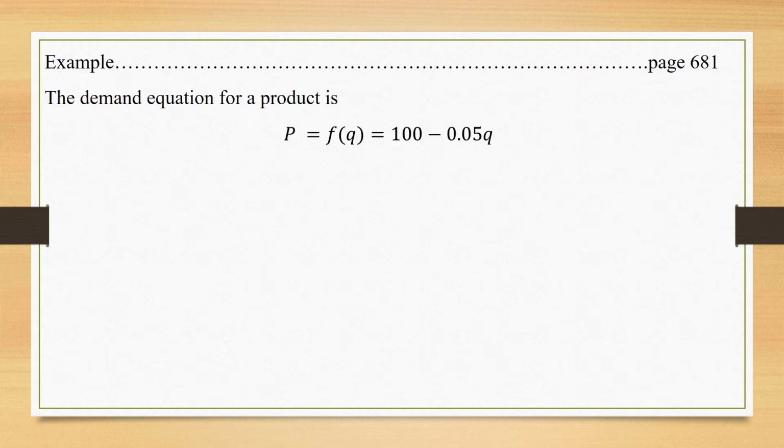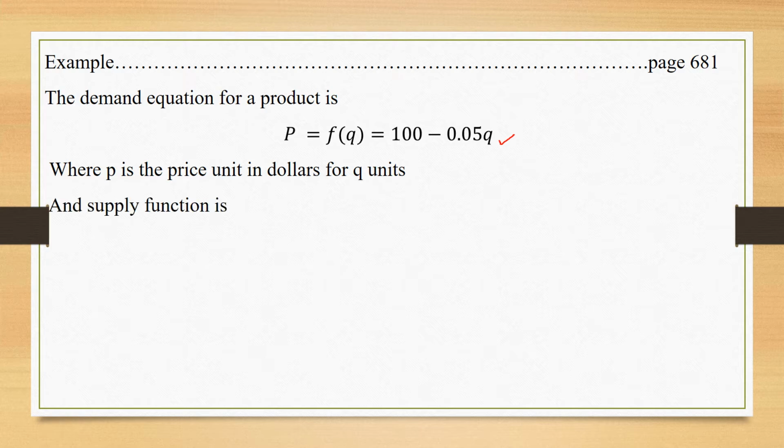This example is on page number 681. The demand equation for a product is P = 100 - 0.05Q, where P represents the price and Q denotes the number of units. And the supply equation is given by P = 10 + 0.1Q. The first is the demand equation, and the second is the supply equation.